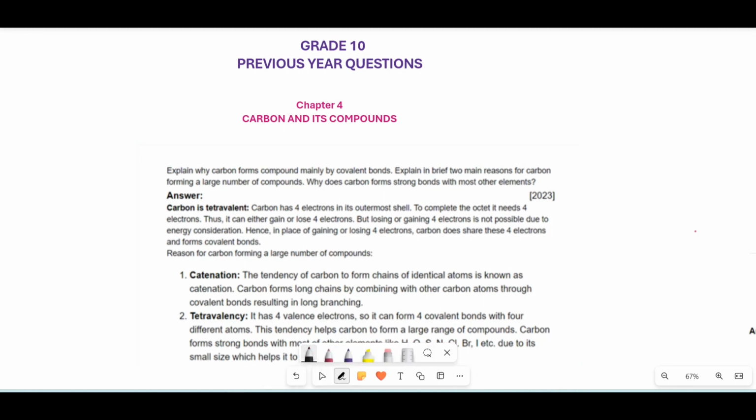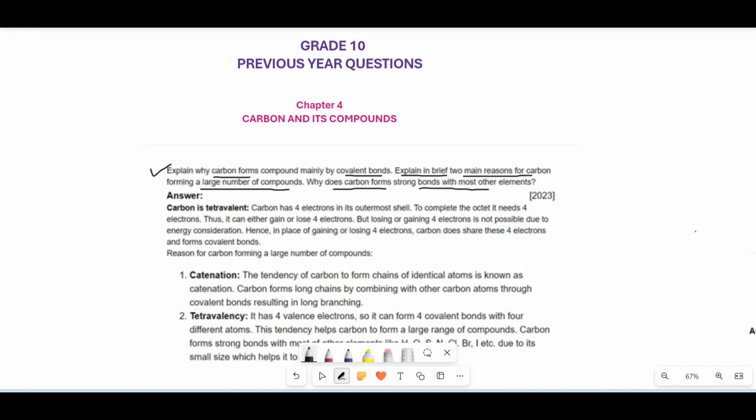So here the first question is: explain why carbon forms compounds only by covalent bonds, and also explain in brief two main reasons for carbon forming a large number of compounds. Why does carbon form strong bonds with most other elements? This question was asked in 2023. So we can have a look at the answer.